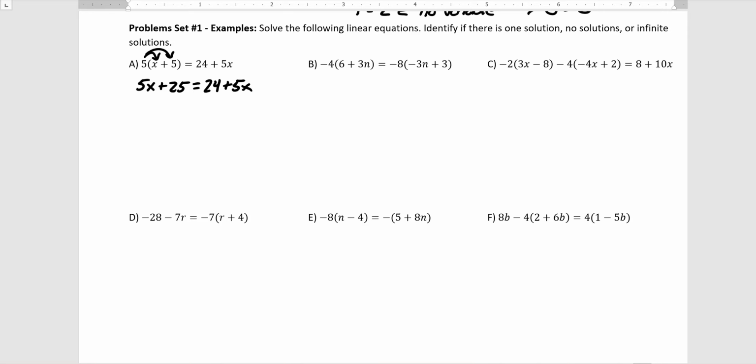Okay, well, I can subtract 5x from both sides. Oh, look what's going to happen here. 5x minus 5x is 0 plus 25 equals 24. So it's saying that 25 equals 24. That's a non-true statement with no variables. So an untrue statement with no variables, we know that this means no solutions.